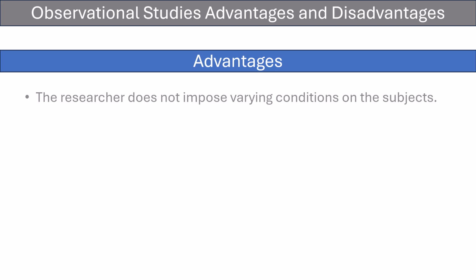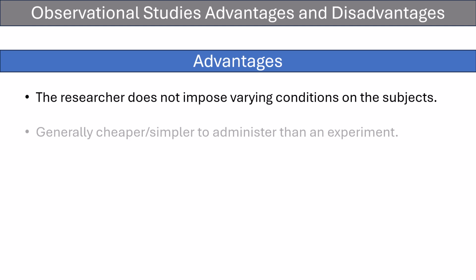Let's talk about the advantages and disadvantages of observational studies. The advantages include the researcher does not need to impose varying conditions on the subjects, which usually means that it's going to be cheaper and simpler to administer than an experiment.